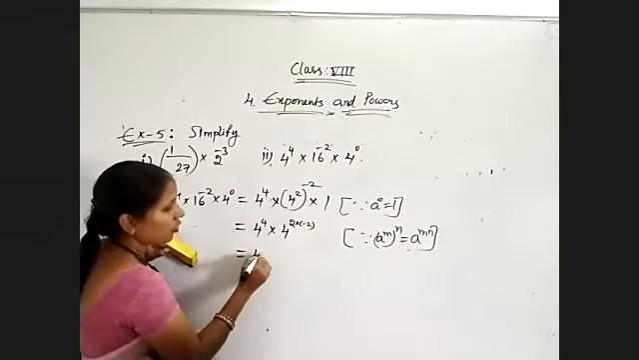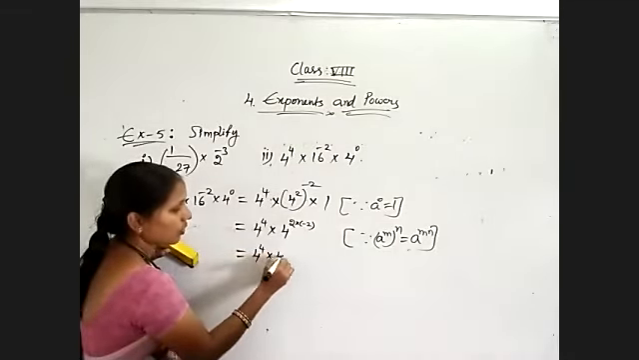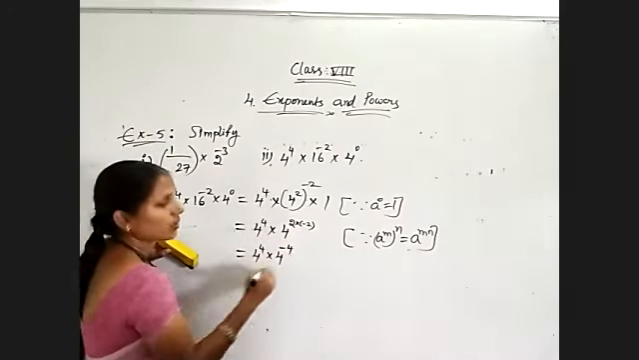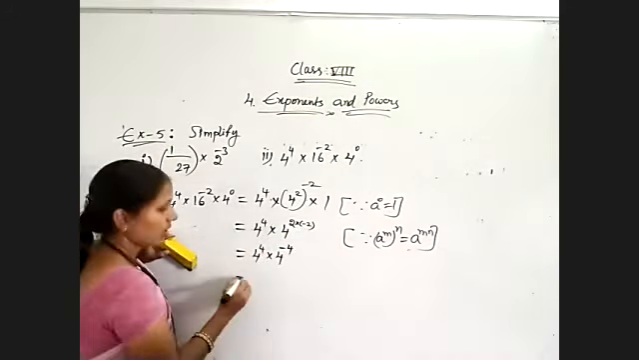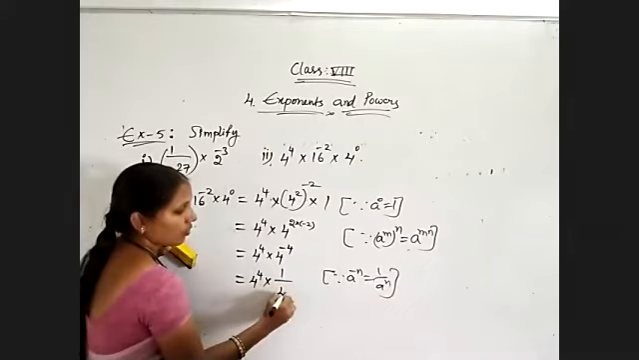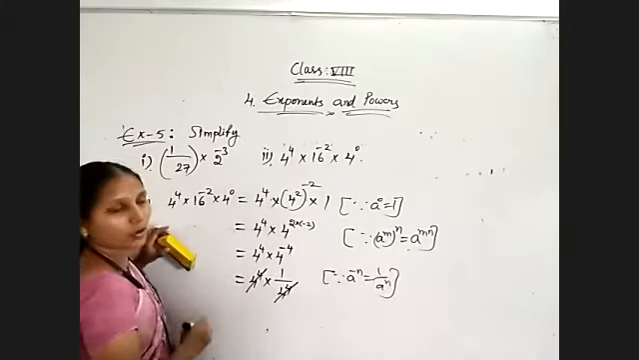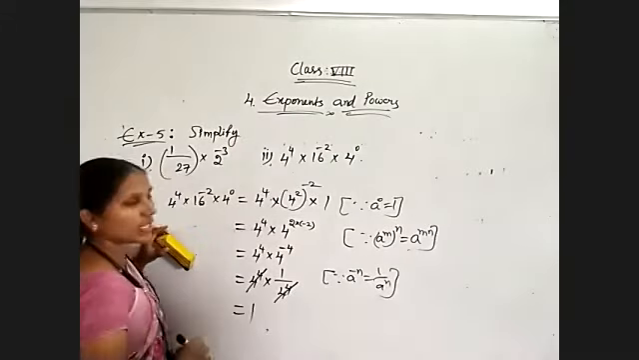Now 4 to the power of 4 into 4 to the power of minus 4. So 4 power 4 into a power minus n, by the formula 1 by a to the power of n for a negative exponent, that is 1 by 4 to the power of 4. 4 to the power of 4 by 4 to the power of 4, both will get cancelled. 1 will be the remainder.